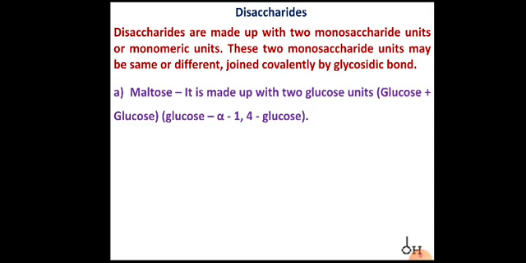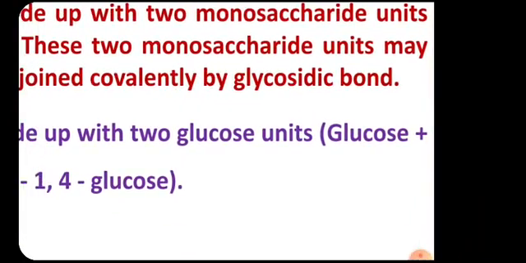Let us take the first example of a disaccharide, that is maltose. Maltose is a disaccharide that consists of two glucose units. Glucose plus glucose equals maltose. Here we can see this plus sign. This plus sign indicates the glycosidic bond.